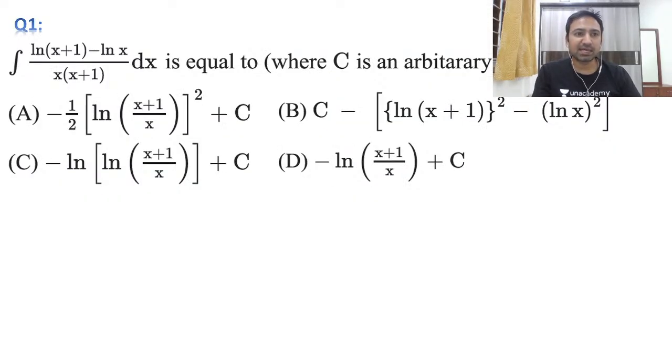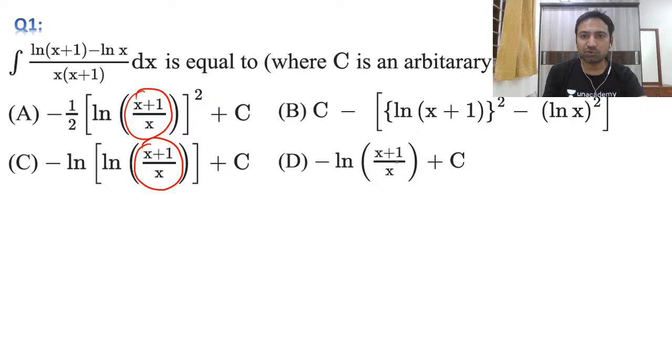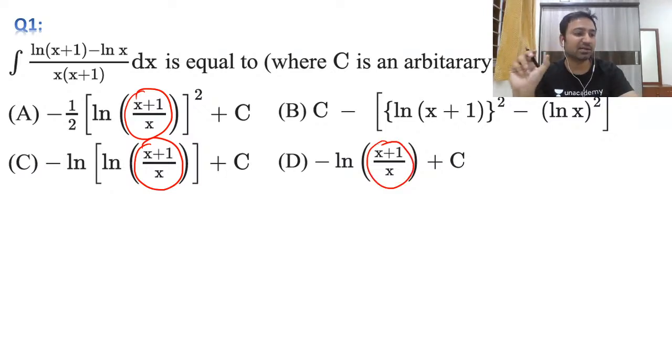Right. Let's start with the first question. Integral of log of (x plus 1) minus log x, by x into (x plus 1). If you observe most of the options, the first option, third option, fourth option, most of the options have the x plus 1 by x term. So we need to bring every term in the form of x plus 1 by x.